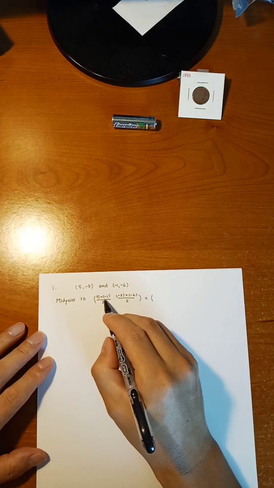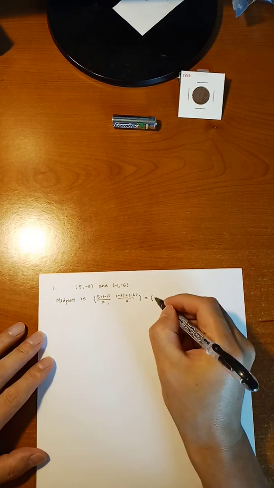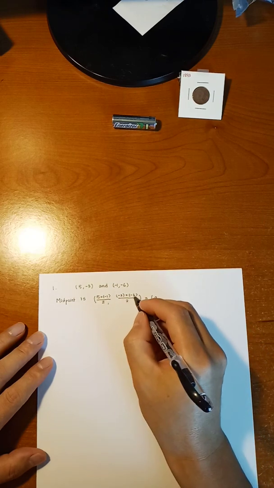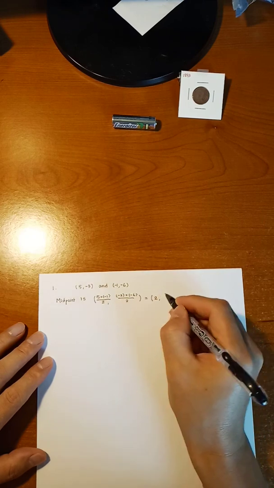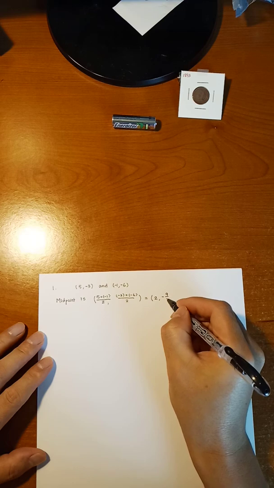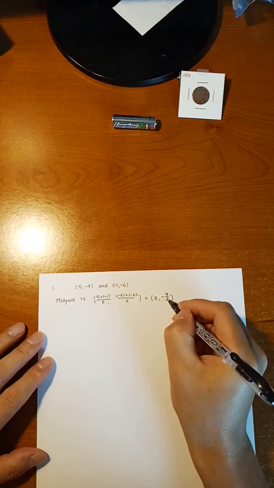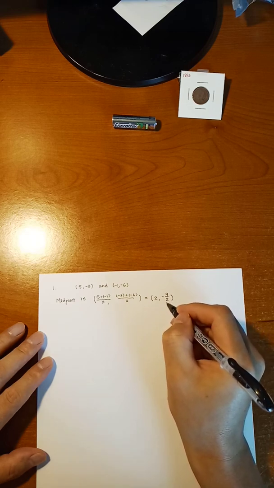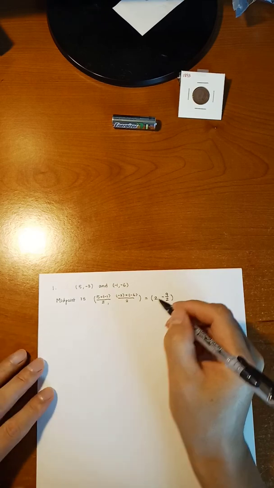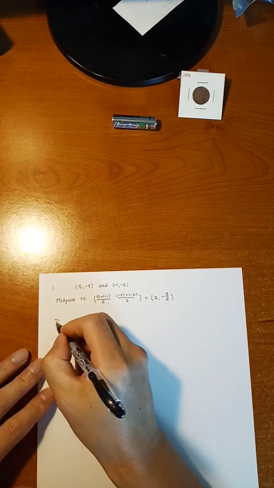Okay, so 5 plus -1 is 4. 4 over 2 is 2. -3 plus -6 is -9. Write it as a fraction. Don't simplify it. Okay, this is the midpoint. Distance.